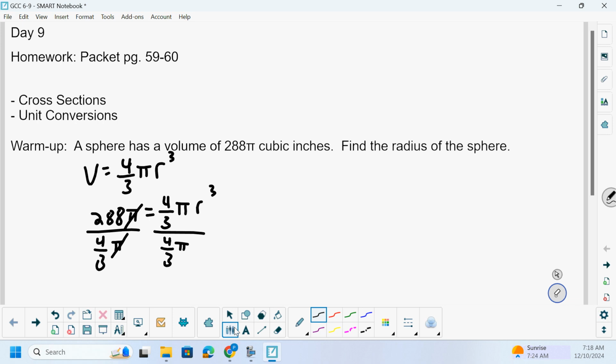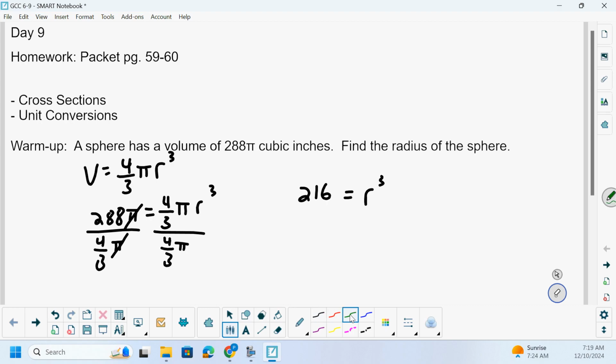When you do that, I would suggest doing control divide to get your fraction button. Put the 288 in the top, and then it's clear that the 4/3 is going in the bottom. When we divide by the 4/3, we should get 216 left, equal to r cubed.